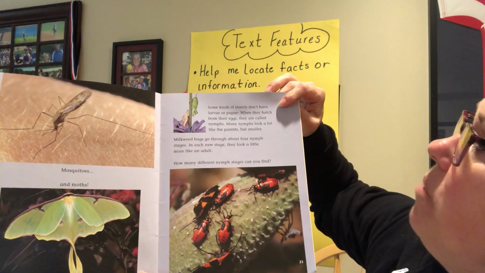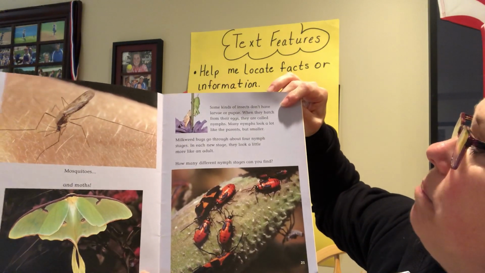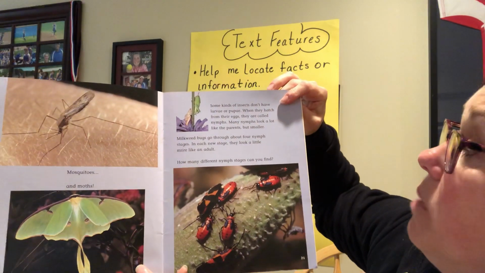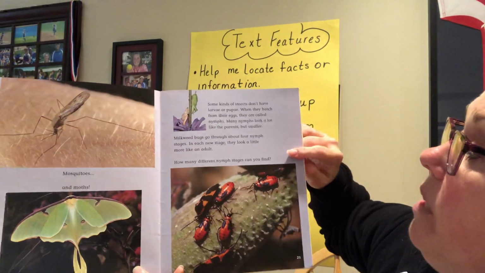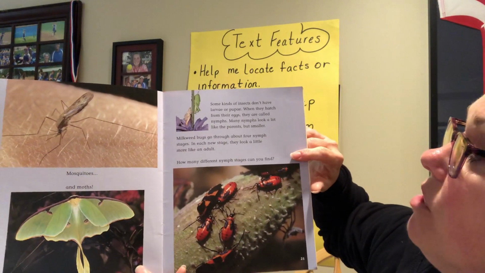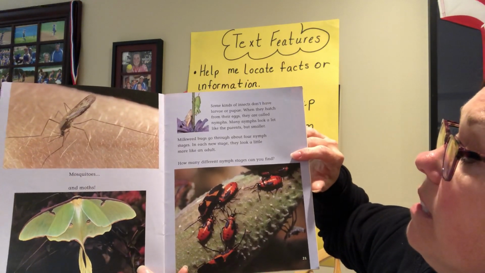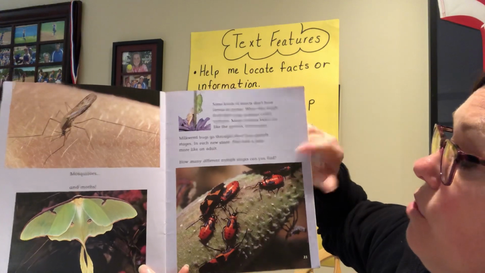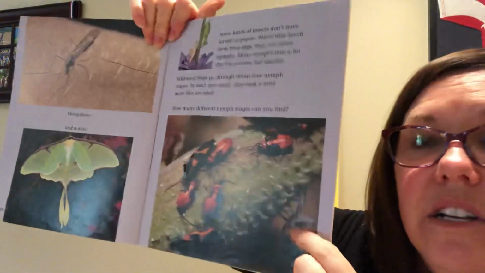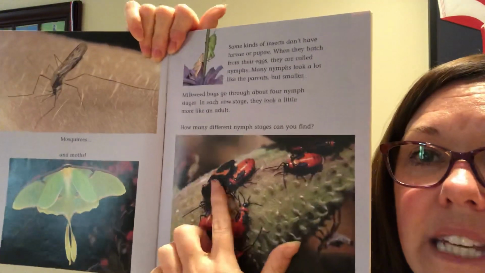Some kinds of insects don't have larvae or pupae. When they hatch from their eggs, they're called nymphs. Many nymphs look a lot like the parents, but they're smaller. Milkweed bugs go through 4 nymph stages. In each new stage, they look a little bit more like the adult. How many different stages can you find? So all of these here are called nymphs, and that would be the adult.